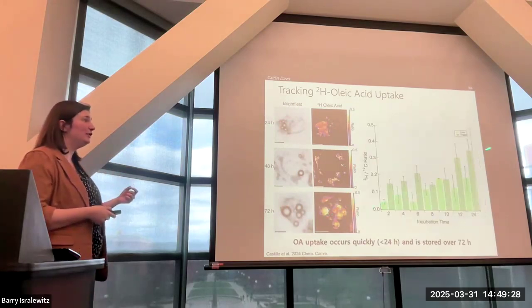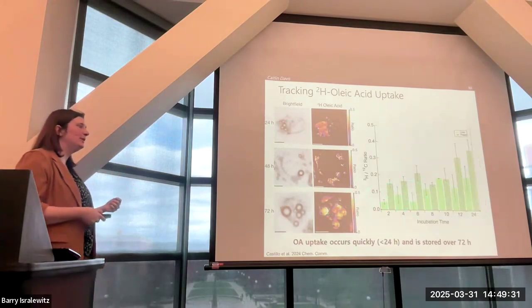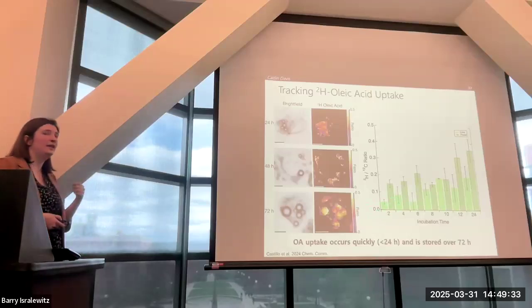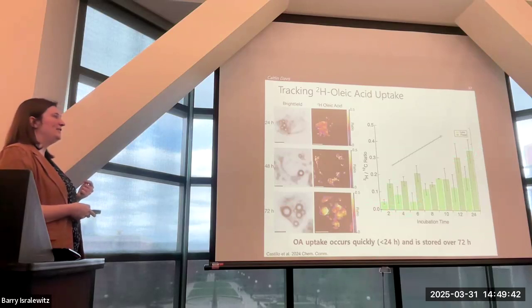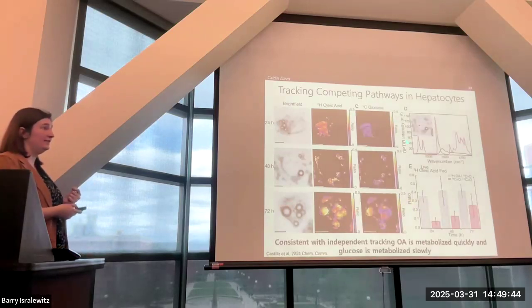So we went and looked at earlier time points, and we can see that we're quickly metabolizing our oleic acid. We can detect it within 2 hours, and then the amount in cells is stabilizing around 24 hours. We can do this at the same time that we feed cells C13 labeled glucose, and we see this is metabolized more slowly over 72 hours.